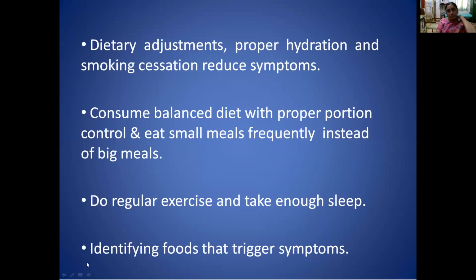So dietary adjustments, proper hydration and smoking cessation reduce it. The patient has to consume a balanced diet with proper portions. That means different types of nutrition, carbohydrates in limited portions. Control meat, that is very important. Second thing is eat small meals frequently instead of big meals three times a day. That is very much important. Do regular exercise and take enough sleep. They have to identify the foods that trigger the symptoms.